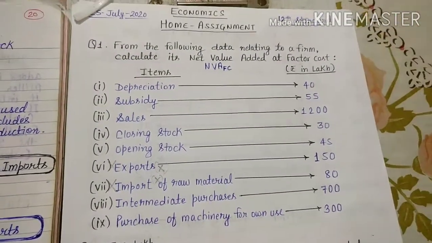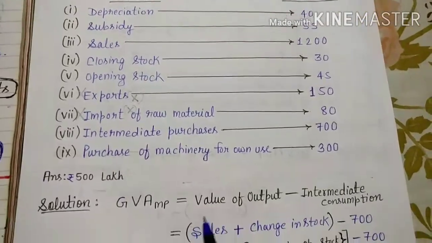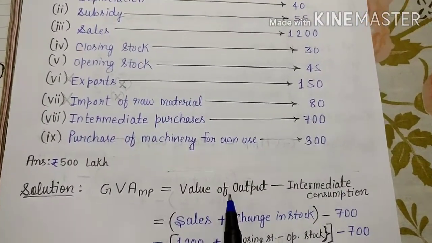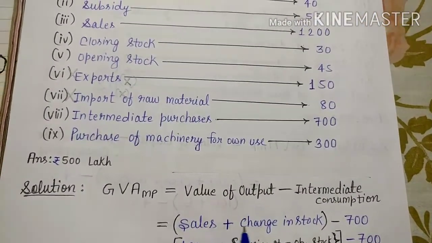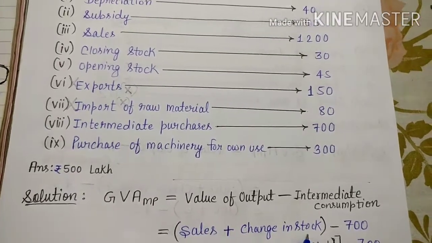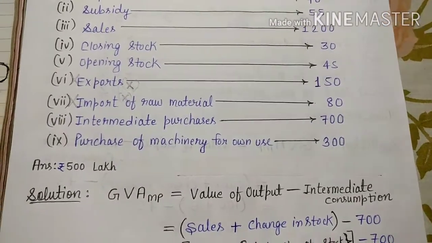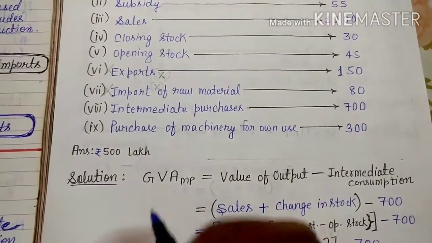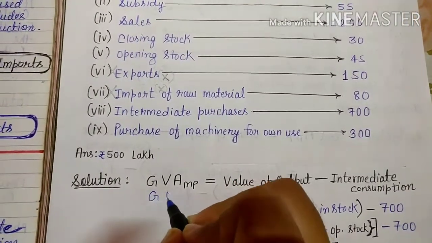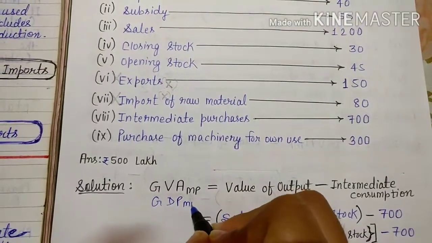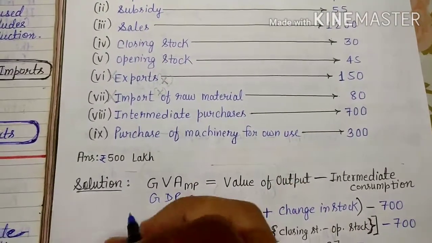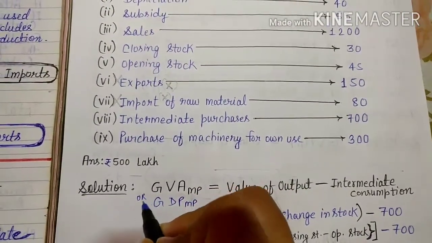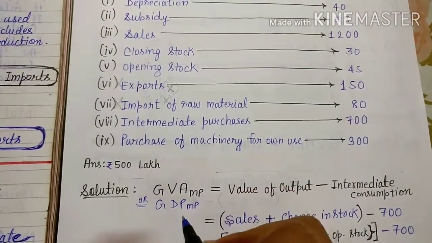Okay. So now you will use your basic formula only, that is value of output minus intermediate consumption, and here value of output means sales plus change in stock. Okay. So by using this one formula, what will we find out? GVA at MP, or you can say GDP at MP. Same thing only. They both mean the same thing. Either you can write this, or you can write this one.